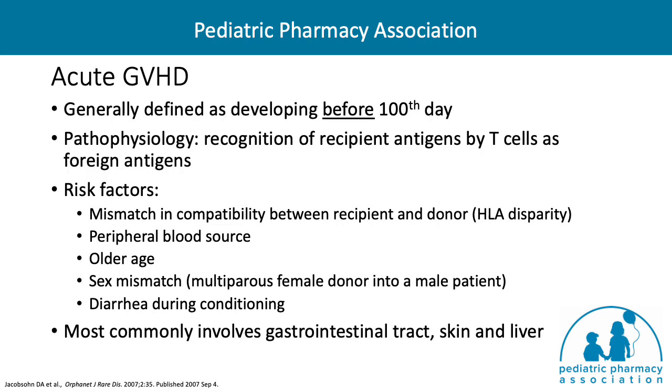Risk factors for acute GVHD include mismatch in compatibility between the recipient and donor, referred to as HLA disparity, peripheral blood source, older age, sex mismatch, and diarrhea during conditioning. Most commonly, acute GVHD involves the gastrointestinal tract, the skin, and the liver.